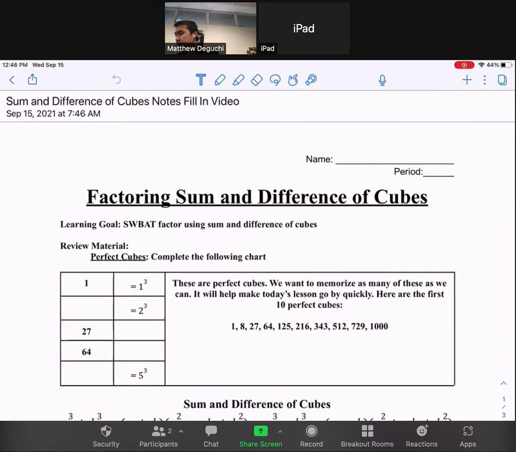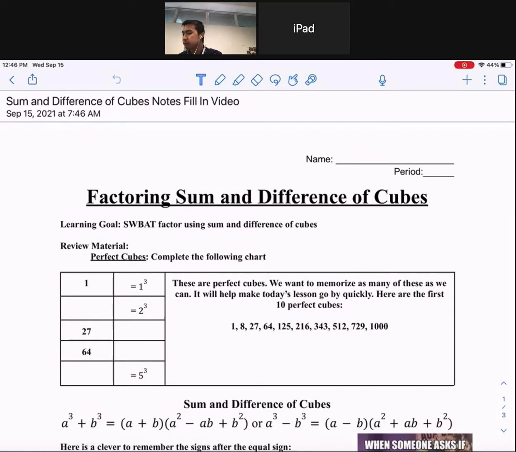Hello guys, these are your notes on factoring the sum and difference of cubes. Students will be able to factor using the sum and difference of cubes.